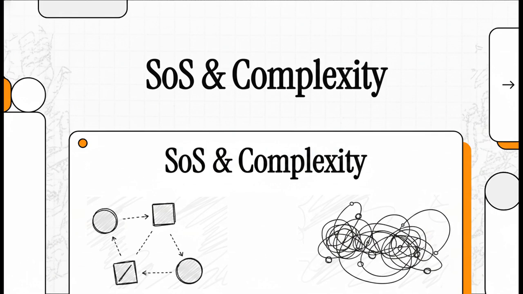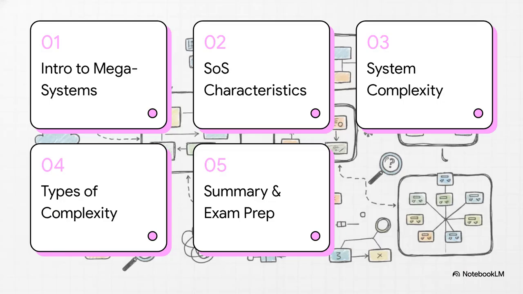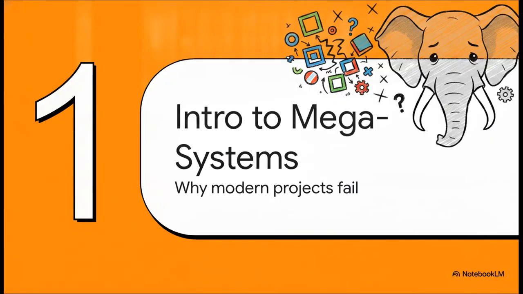All right, let's dive right in. Here's our roadmap for today. We'll be following the textbook structure closely. We'll kick things off with an introduction to megasystems, then look at the characteristics of an SOS, move on to understanding system complexity, unpack the 3 types of complexity, and finally wrap it all up with a summary and some targeted exam prep.